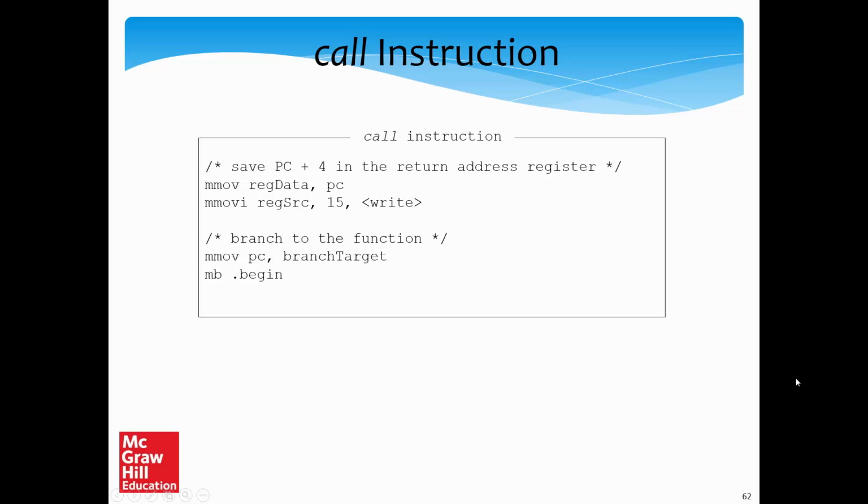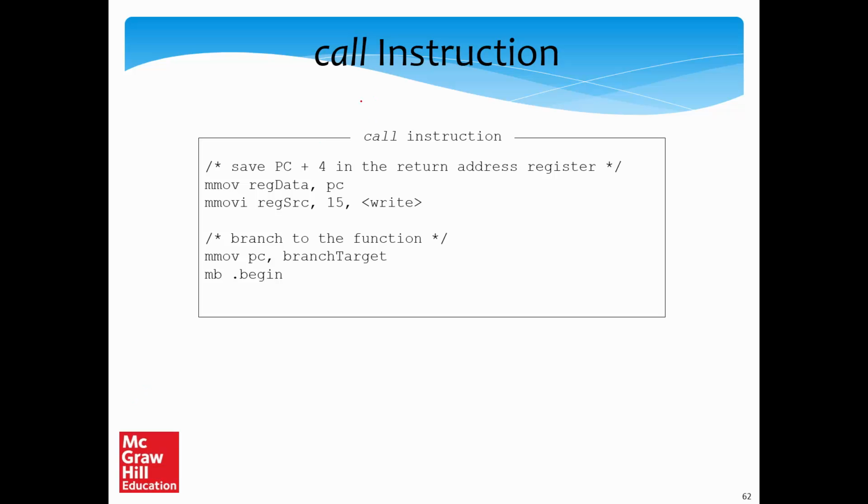Let us now take a look at the call instruction. So the call instruction is very similar to the branch instruction. It's just that a little bit more work needs to be done. What we need to do is save the value of the PC after the call instruction, the next PC, into the return address register.